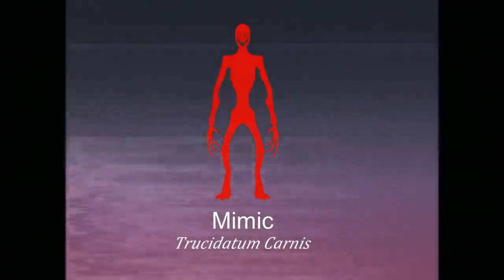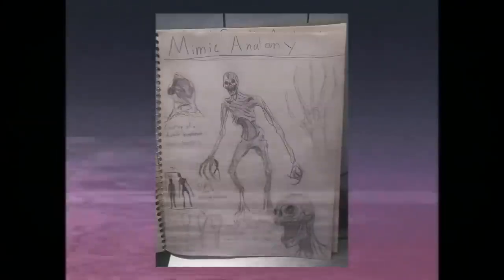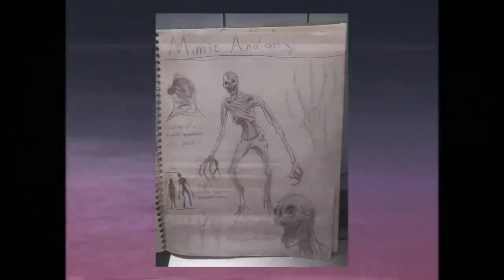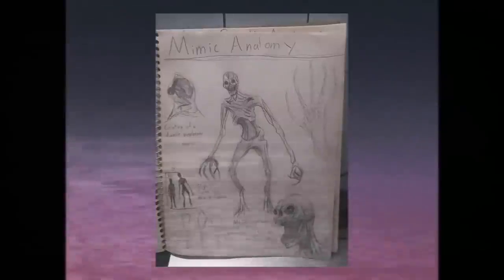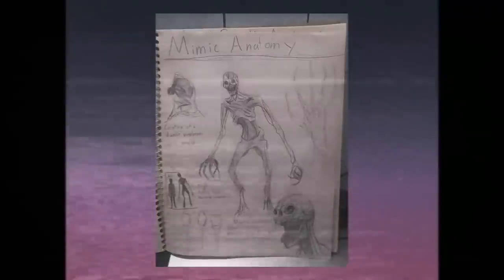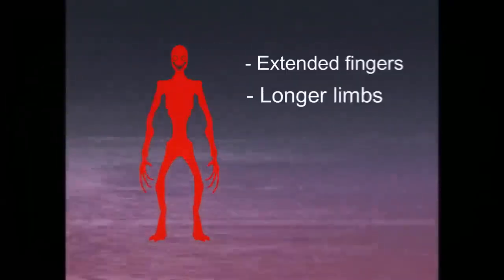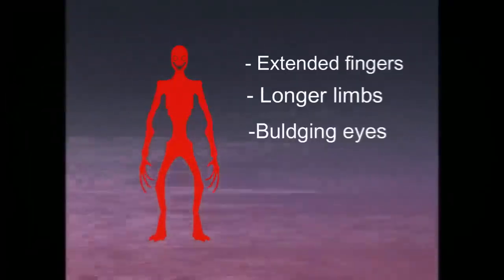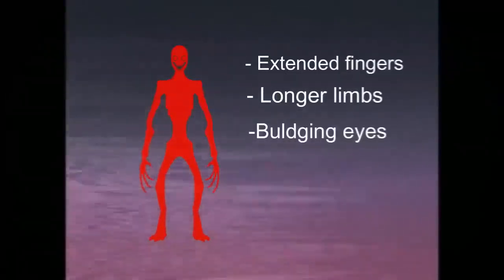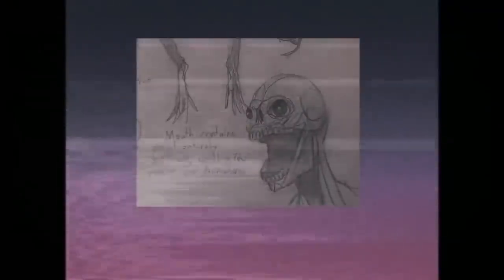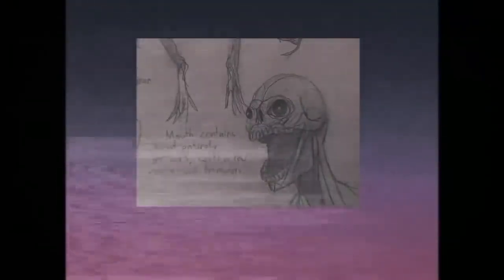The mimic. The mimic is a bipedal creature with uncanny similarities to humanoid anatomy. They greatly resemble humans without skin, with added exaggerated features. These features include extended finger length, longer limbs, bulging, empty eyes, and their most prominent feature, a wide, teeth-filled smile. Although it resembles a happy face, this is due to coincidence, and is only how their facial structure is shaped.